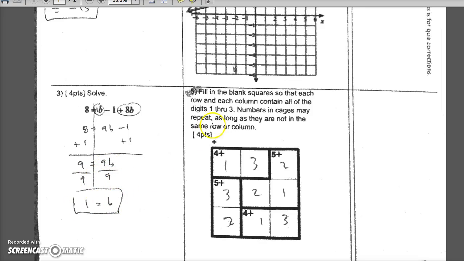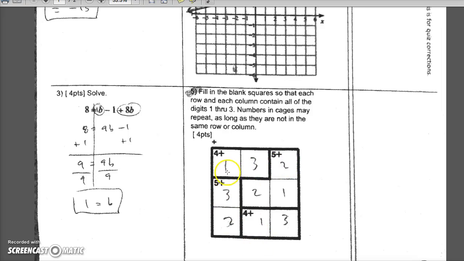Question number 5, fill in the blank squares so that each row and each column contain all the digits 1 to 3. Numbers in cages may repeat as long as they are not in the same row or column. So notice I have numbers 1, 2, and 3 here, none of those repeating. Notice how it tells us the math operation we need, so they need to add to be 4. So this is 1 and 3 there. If I have 1 and 3 here, then the only thing left there is a 2.